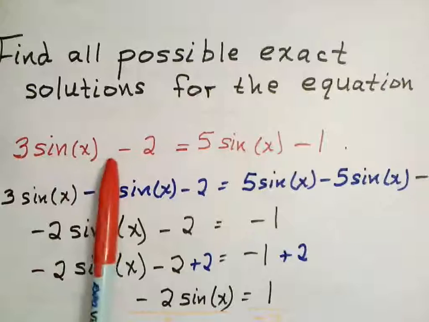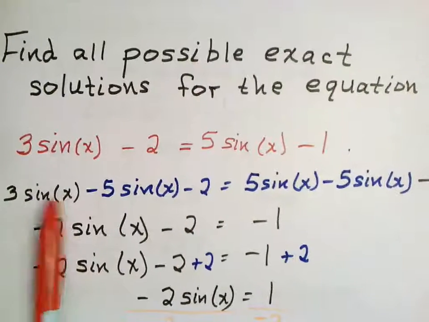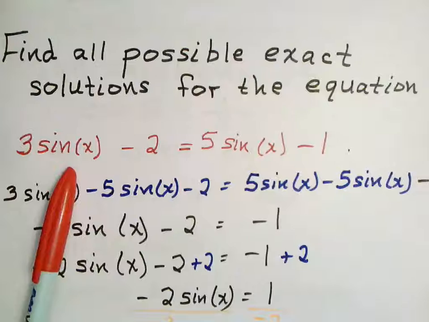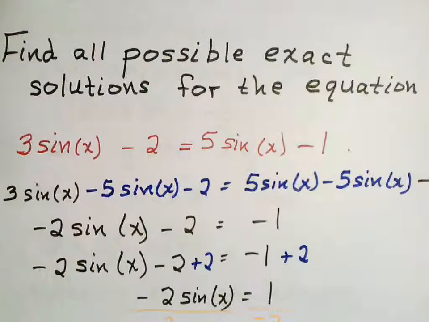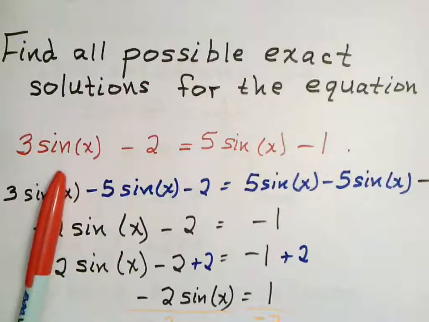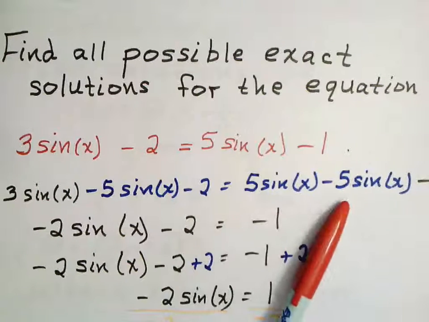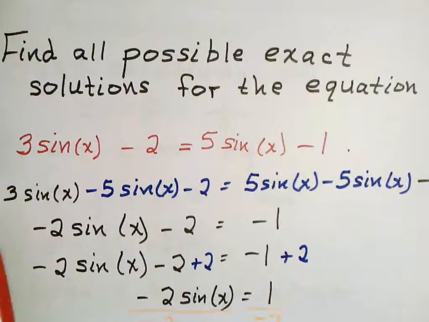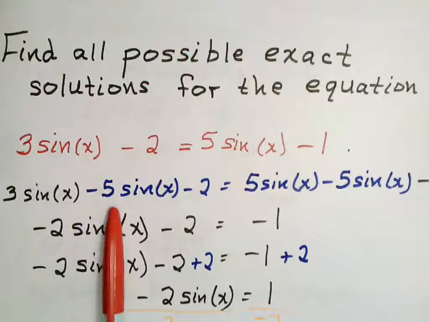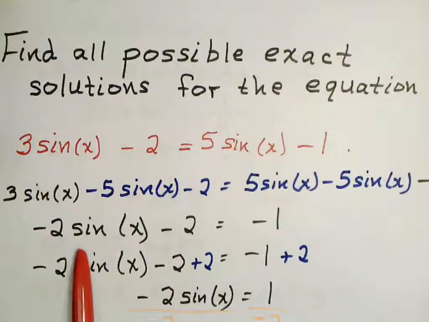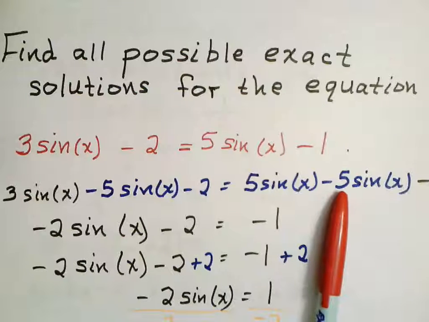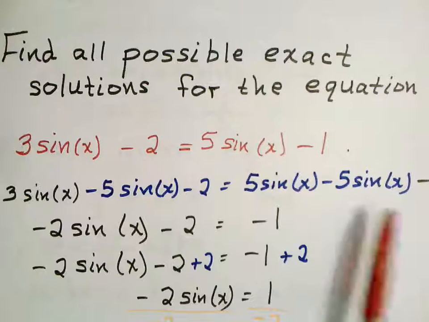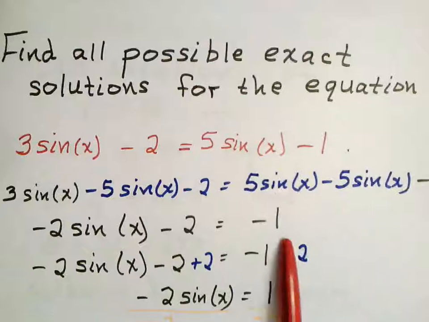Okay, let's do another example here. Find all possible exact solutions for this equation. Well, you see we have a trig equation because we have a trig function in it, sine of x. We want to get sine of x all by itself on one side. So we're going to subtract 5 sine of x from both sides. 3 sine of x minus 5 sine of x gives us negative 2 sine of x. Then I bring down the minus 2. This 5 sine of x minus 5 sine of x just adds up to give us 0. Then I bring down the minus 1.